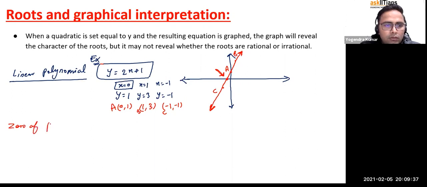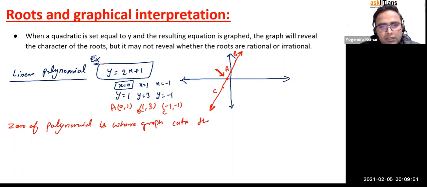0 of a polynomial, very, very important point, is where the graph cuts the x-axis, right? This is what it is. You can remember. Very, very important: the 0 is where the graph cuts the x-axis, right? This point is very important.